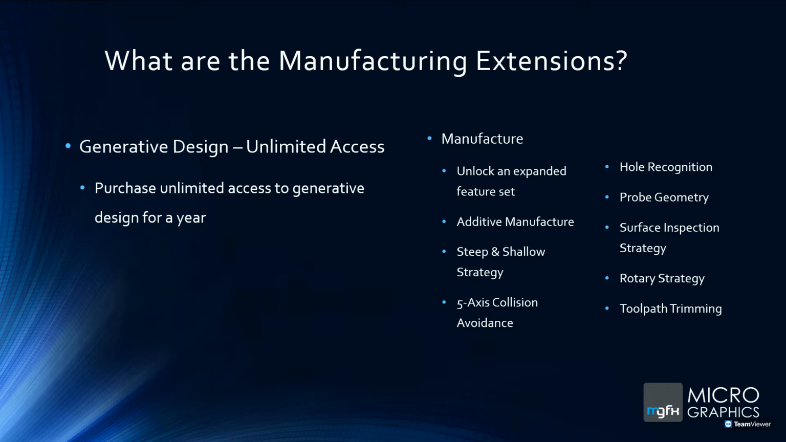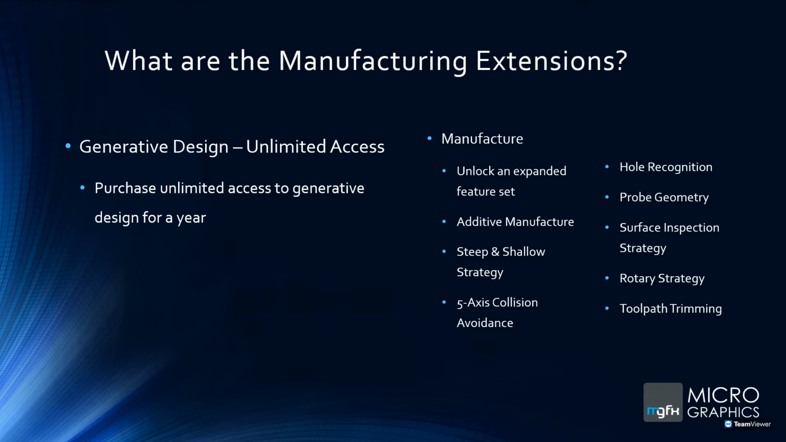There's no need to pay for any specifics, and we'll go through that in one of the following slides. Then if you need more machining or 3D printing capabilities, then the manufacturing extension is for you. So this extension unlocks more advanced features typically found in PowerMill or FeatureCAM. Those are other Autodesk CAM products.